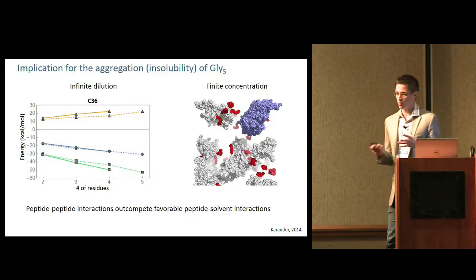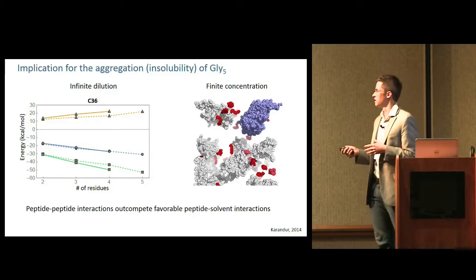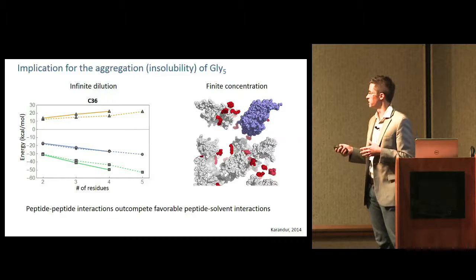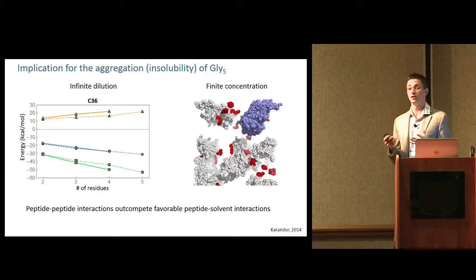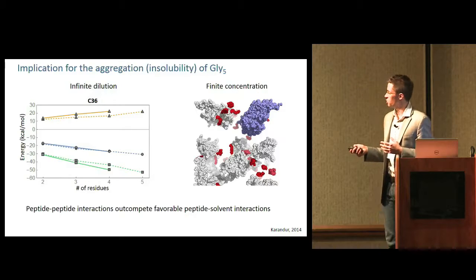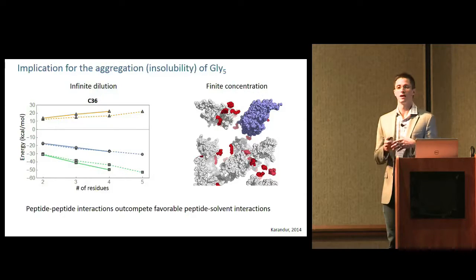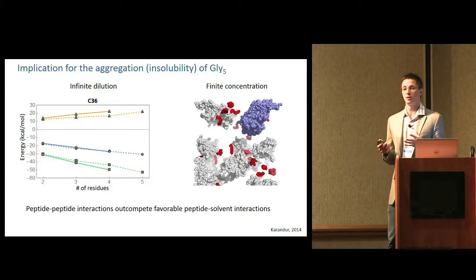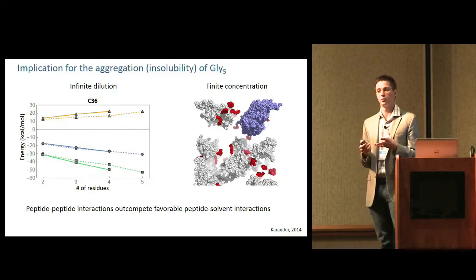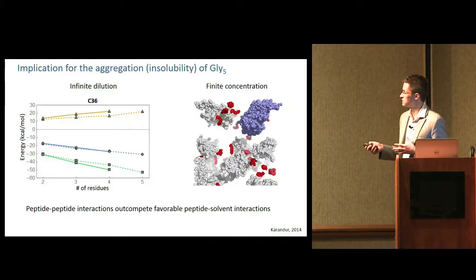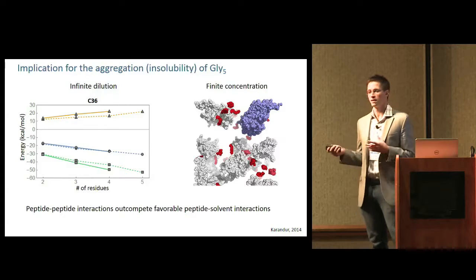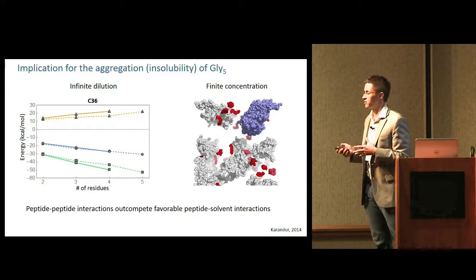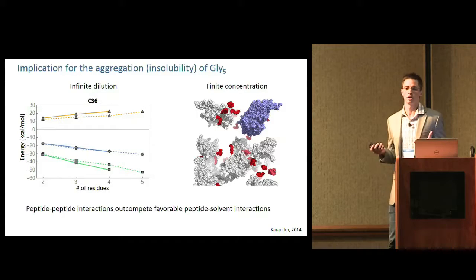So now let's evaluate our results in the context of the observed insolubility or aggregation of Gly-5 that's observed experimentally. To remind you, our results are at infinite dilution. We're doing these in simulations. And we know that the solvation free energy of Gly-5 is favorable. And we know that this is primarily due to the ability of Gly-5 to form favorable interactions with the solvent, and this offsets the entropic penalty. So if it's not this entropic penalty or a hydrophobic effect that's driving the collapse of Gly-5 at finite concentrations, then what could it be?